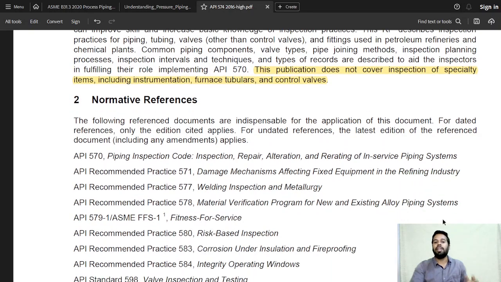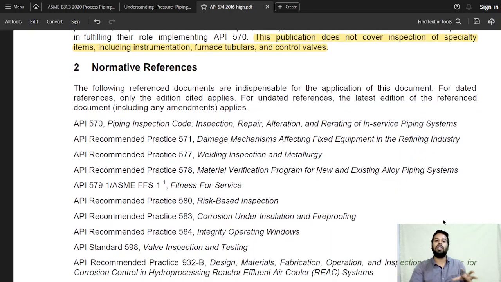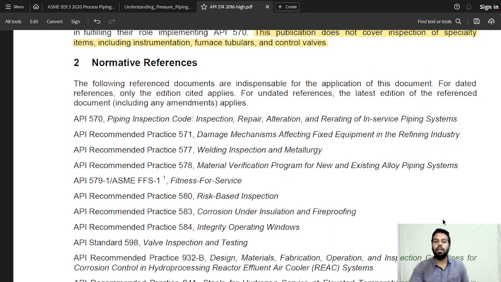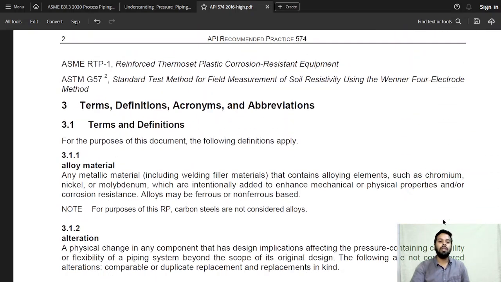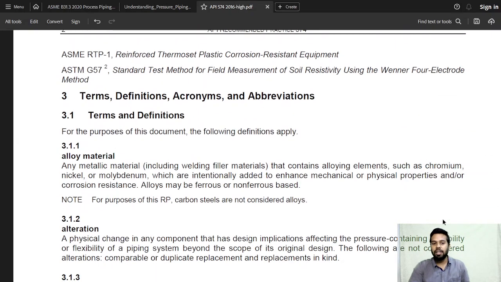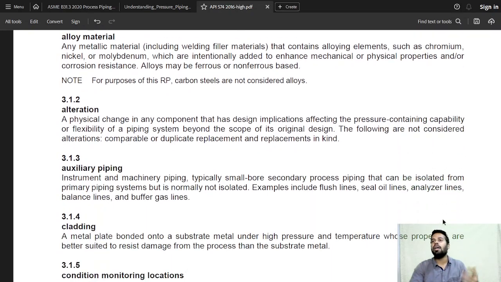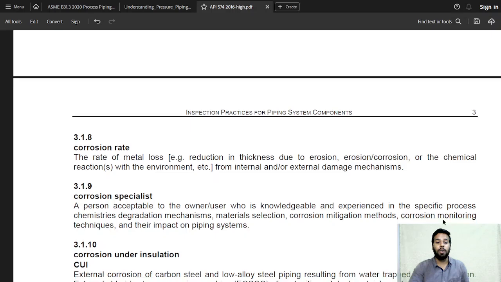Okay. Section 2 is references. So what references are used to make this document? Section 3 is terms and definitions. Obviously the terms and definitions we already know. A person should just read this once. These are almost all typical. You already understand what an alloy is, what a piping system is and all of these things, but at least read it once so you'll get an understanding of what these are.